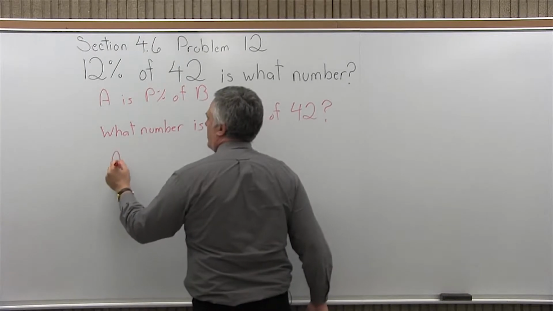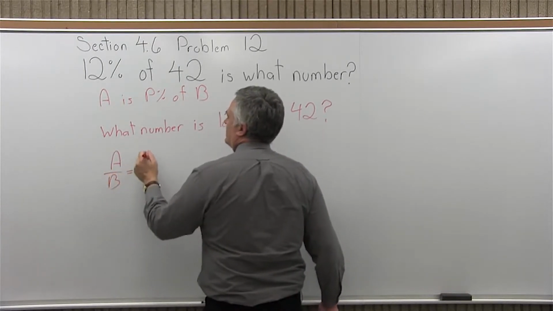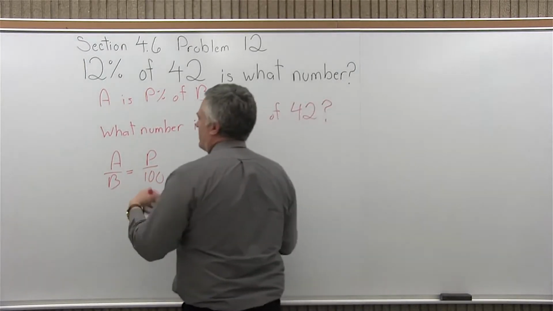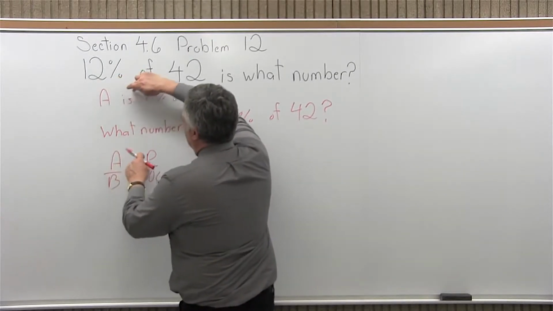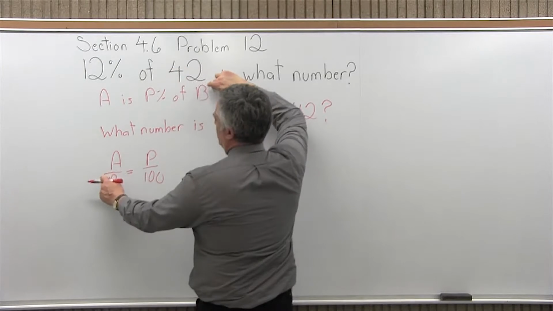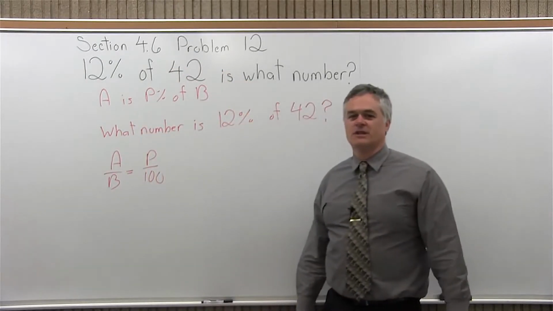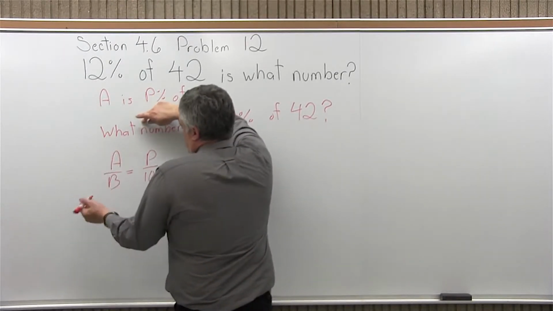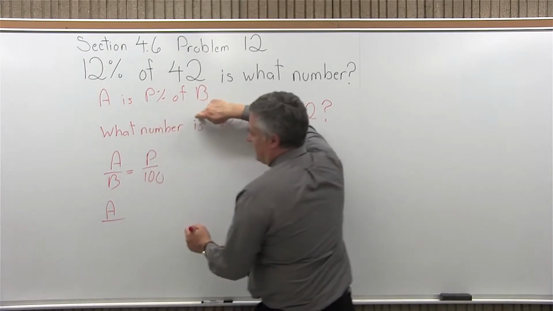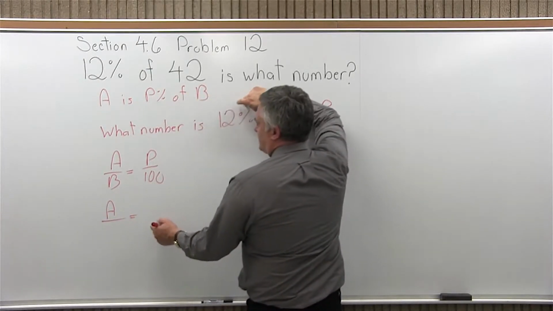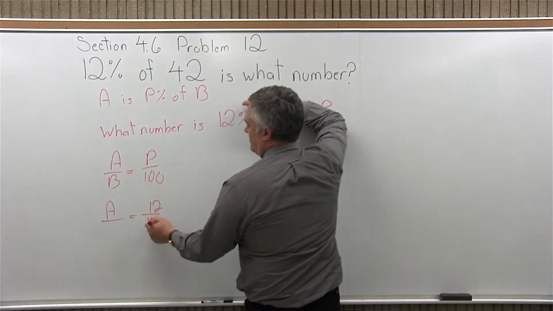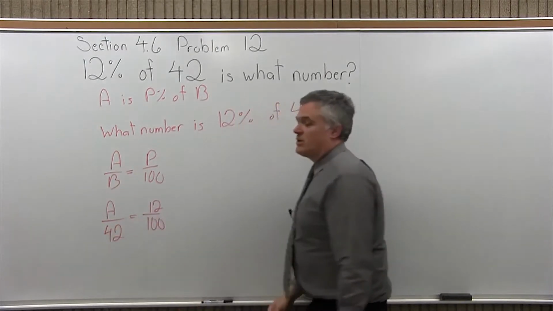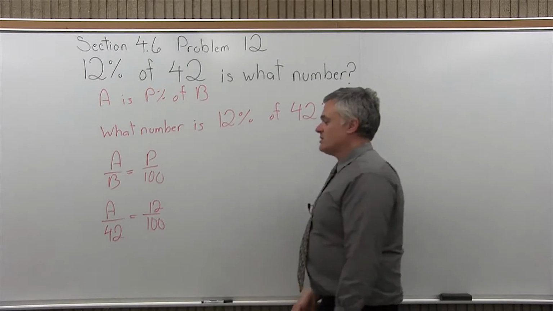Now that it's in the format I want, I set up the formula A over B equals P over 100. That's the trick. And as I fill it in, what I say is I go around the circle. A is P% of B. Just start with A and go right around the circle and fill it in. And then solve for the unknown. A, that's the unknown. What number? So I just leave it as a variable. It stays A. Is, that's my equals. 12%. So the P is 12. The percent is 100. The of brings you back under the A and 42. So I have an equation with one unknown part, so I can solve for it.